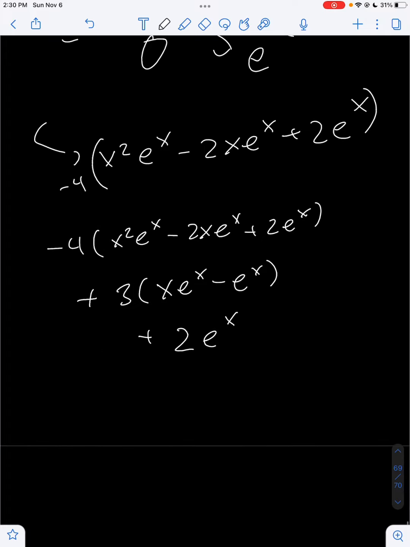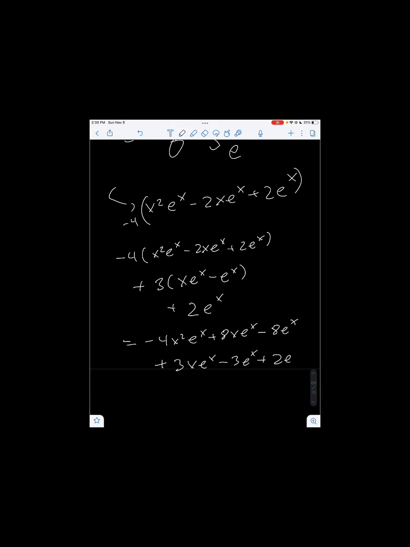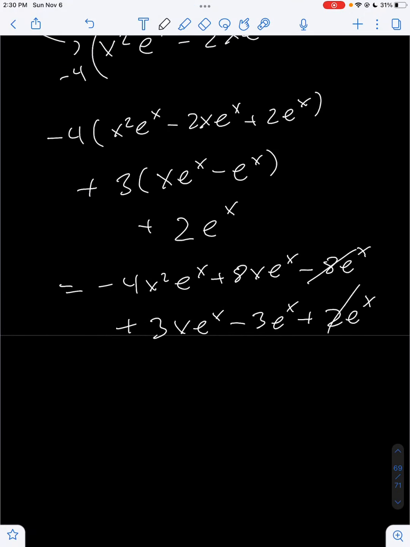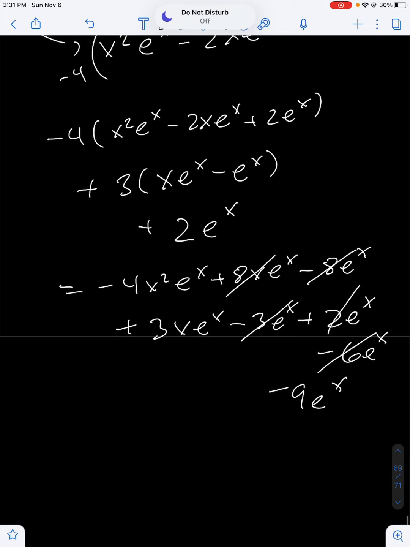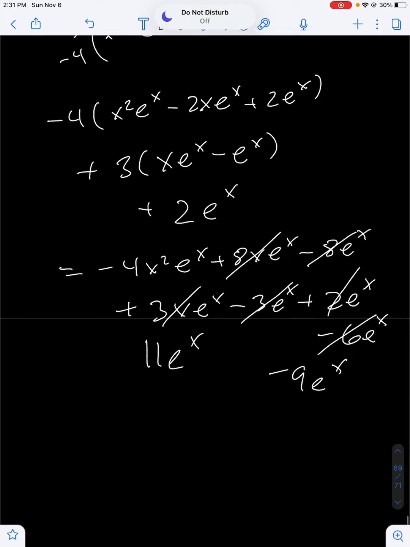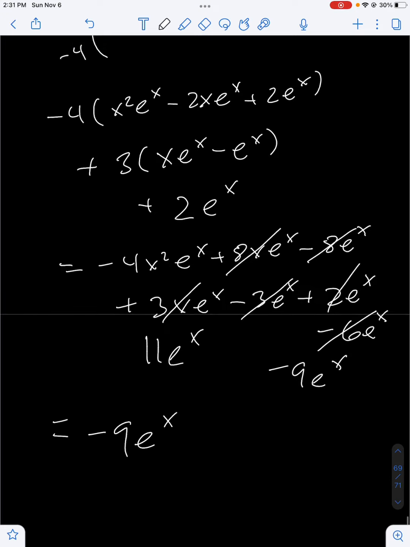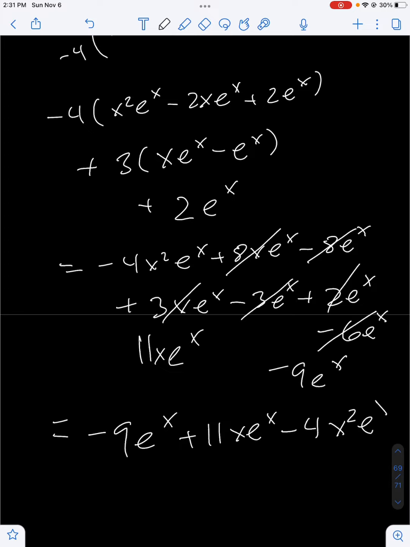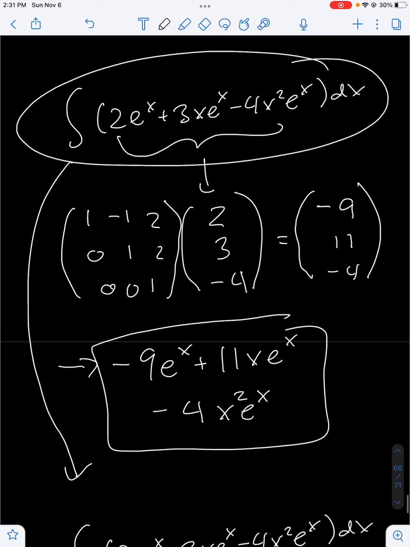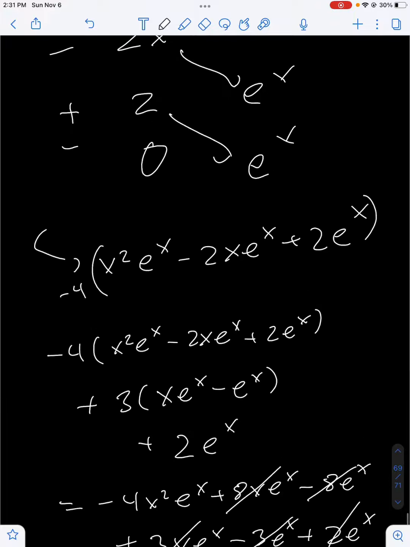So if we were to distribute all of these things and then combine like terms, this is going to give us negative 6e to the x. This is going to give us negative 9e to the x. And then this is going to give us 11e to the x. So we have negative 9e to the x plus, sorry, this should be 11x e to the x. So we have negative 9e to the x plus 11x e to the x minus 4x squared e to the x. And what do you know? That's exactly what we have right over here.